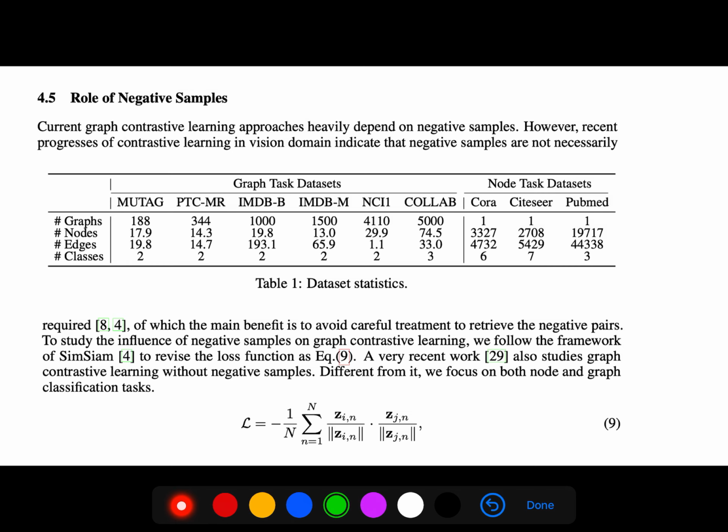So here they talk about negative samples, because in contrastive learning, it is very critical. That's why the new generation of contrastive learning tries to even avoid completely the negative samples.